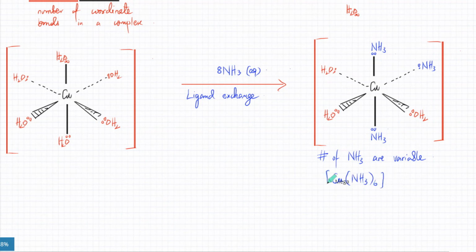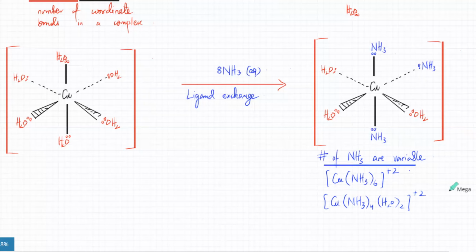And ammonia is a neutral molecule, so the whole thing will have a charge of +2 if all 6 are replaced. Or you could have, let's say, 4 of them getting knocked out and replaced by ammonia, and there would be just 2 water molecules left. Water and ammonia are neutral, so the entire thing will have a charge of +2 because copper is +2. So NH3s are variable, just remember that.